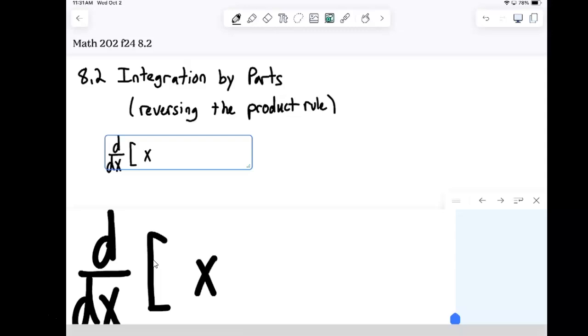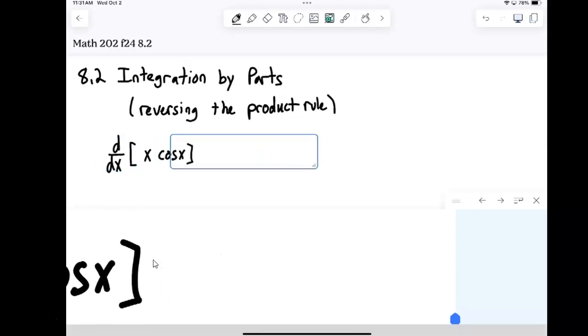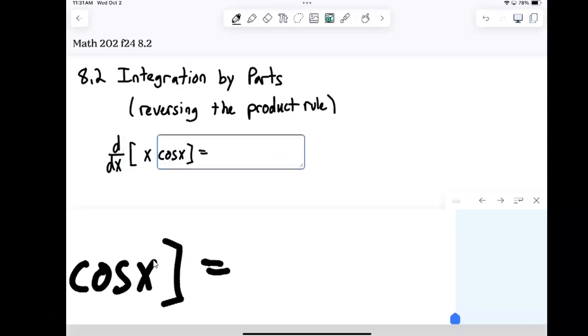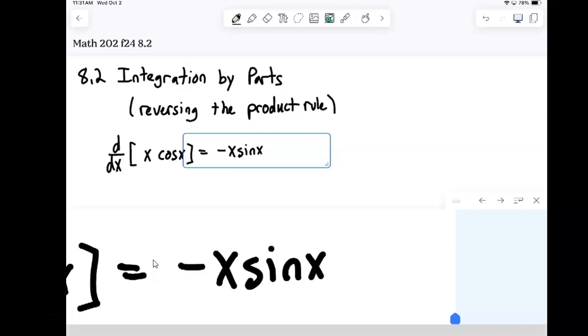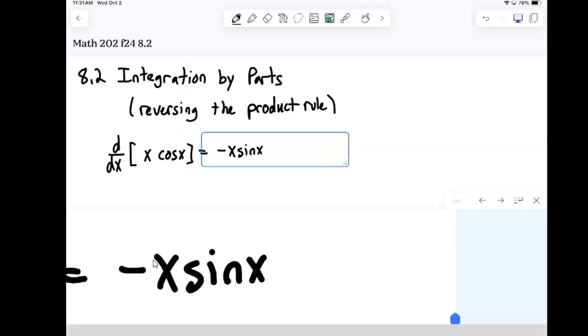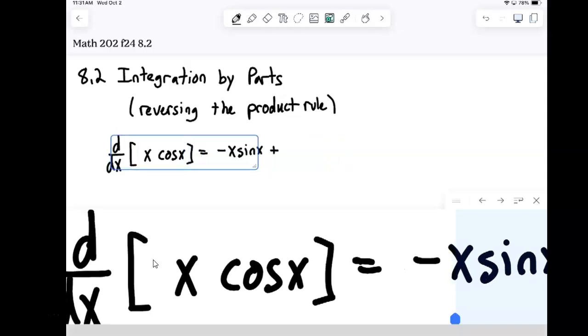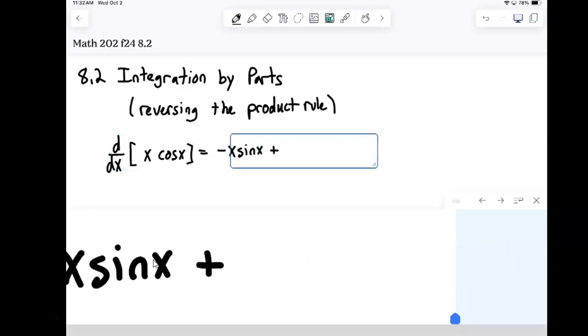So consider, for example, this function here, x cosine x, and we want to do its derivative. So by the product rule, that would be x times the derivative of cosine. Cosine is negative sine, so that would be minus x sine x, plus the second function there, cosine times the derivative of x, which would just be cosine.